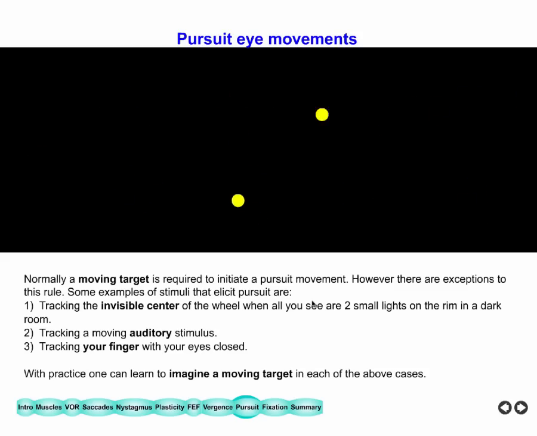You can train yourself to follow an auditory signal, a bee buzzing in front of you. Or you can close your eyes and move your eyes slowly back and forth, and you can train yourself to follow that movement. But as a general rule, without all this training, as you saw yourselves, you cannot make a pursuit movement without a moving object.